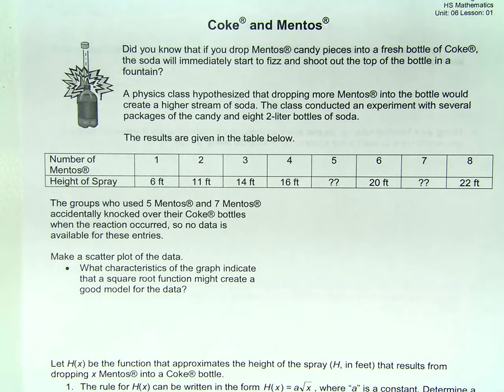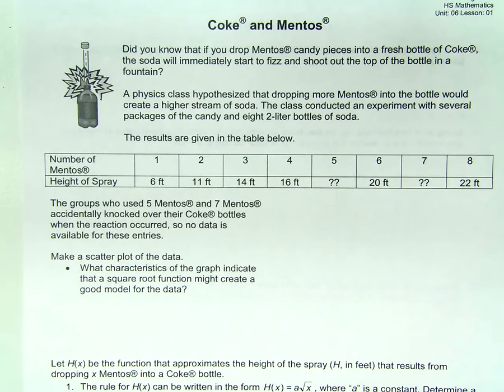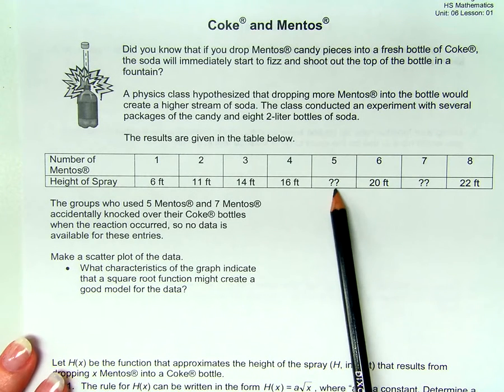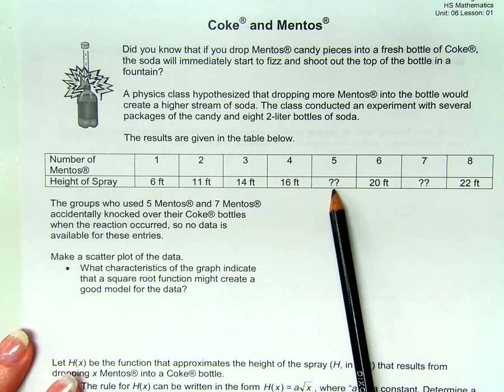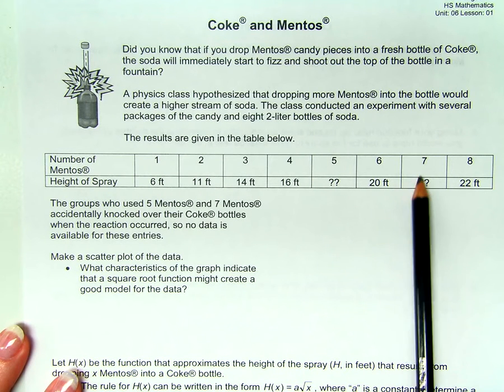Okay? Physics class hypothesized that dropping more Mentos into the bottle would create a higher stream of soda. The class conducted an experiment with several packages of the candy and 8 2-liter bottles of soda. So here's the data that they collected right here, right? Which group was this? What happened here? And here?